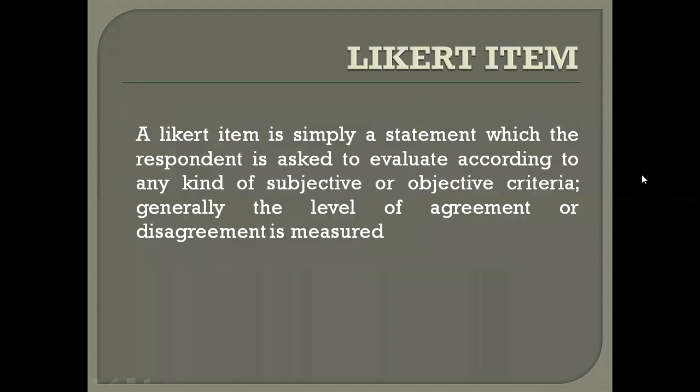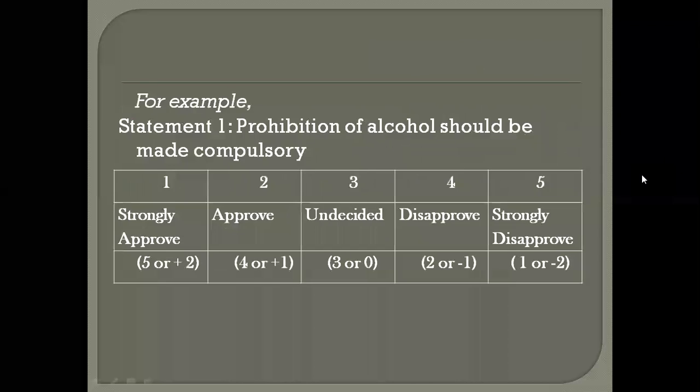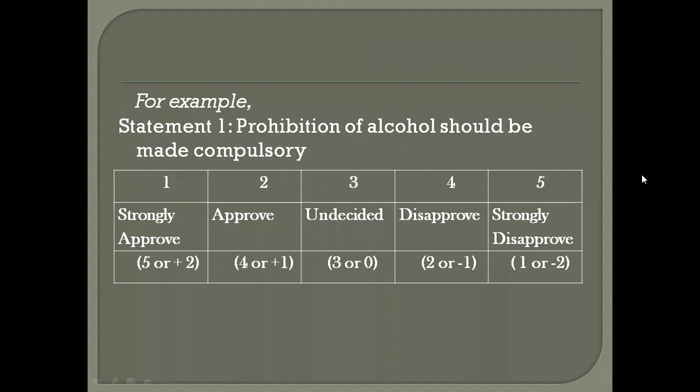So what is a Likert item? Now, a Likert item is simply a statement which the respondent is asked to evaluate according to any kind of subjective or objective criteria, generally the level of agreement or disagreement. So, Likert item is nothing but this: strongly approve, undecided, disapprove, strongly disapprove. These points are known as Likert items. Okay. The sentence is called a statement, and these agreements or disagreements that we are formulating, giving numerical values, are known as Likert items. This strongly approve, undecided, disapprove, these are known as Likert items.